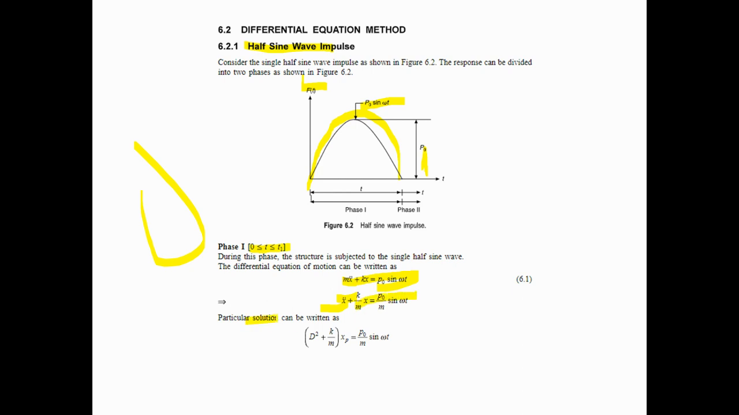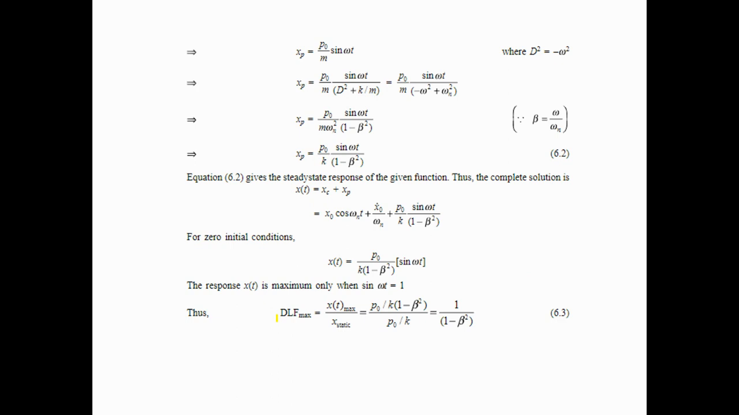By the solution we can write xp. Where omega is equal to the ratio of frequencies, omega by omega naught, the ratio of the forcing frequency to the natural frequency. Then beta square, then xp is equal to P naught by k into 1 by 1 minus beta square.